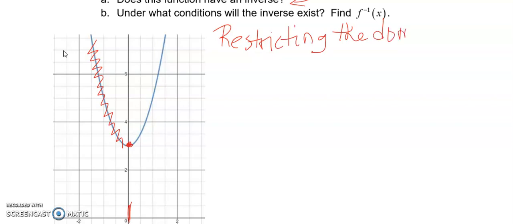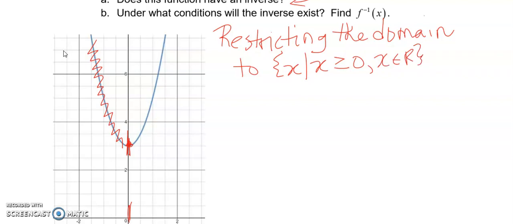All right, we restrict the domain. If I'm only keeping the right-hand side of the graph, that means I'm keeping from 0 and up. So look at that. Just keep the greater than or equal to 0 part. X is an element of the real numbers.